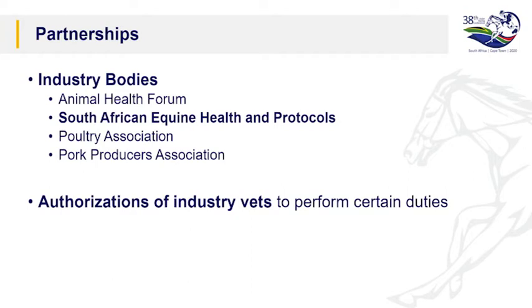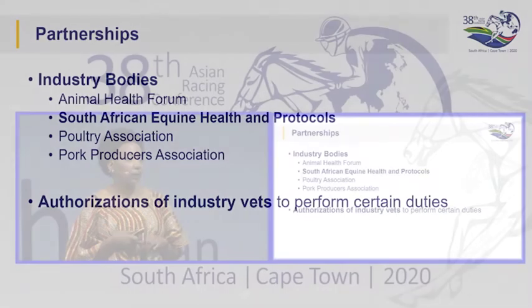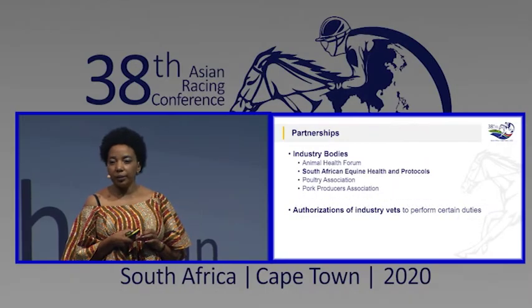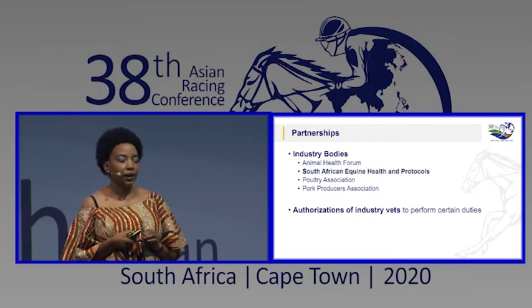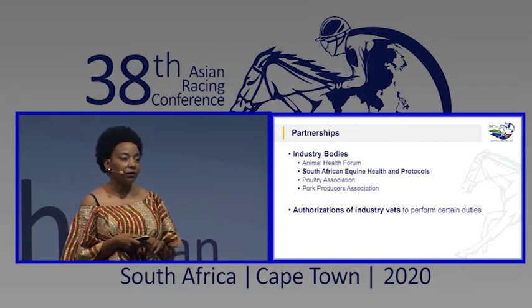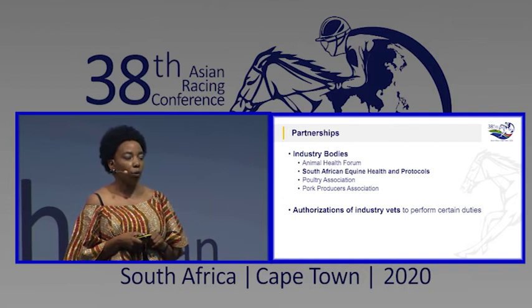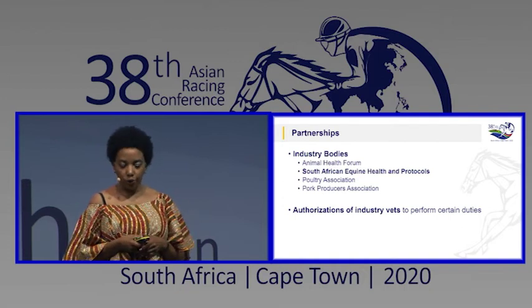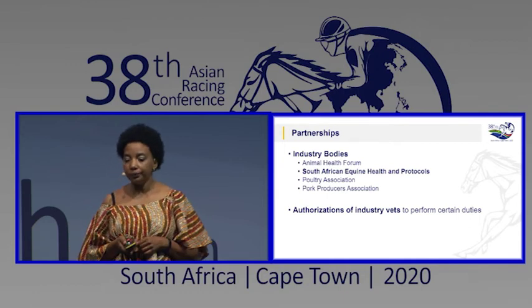We have the Animal Health Forum that encompasses all livestock producers. We also have the Poultry Association and the pork producers and the game industry. And without all these industries, we would not be able to control disease outbreaks. We have, in the recent past, had a number of disease outbreaks that we have managed to successfully control with the help of industry. We also authorize a number of private vets to conduct work that we as government would not be able to conduct on our own.